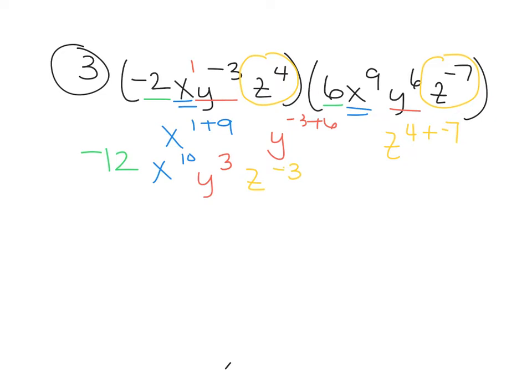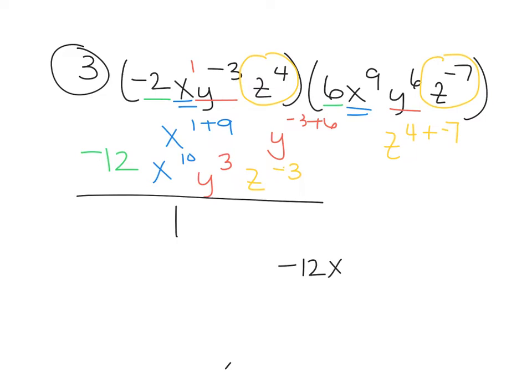All right, so here's where I'm at. My answer right now is negative 12, x to the 10th, y to the 3rd, z to the negative 3rd. That's not okay. I have a negative exponent. The negative 12 is fine. The z to the negative 3rd is not. So remember, this is a big fraction. So now let's move what we need to move and leave alone what is positive. So the negative 12 is going to stay because it's a coefficient. We're not going to touch it.